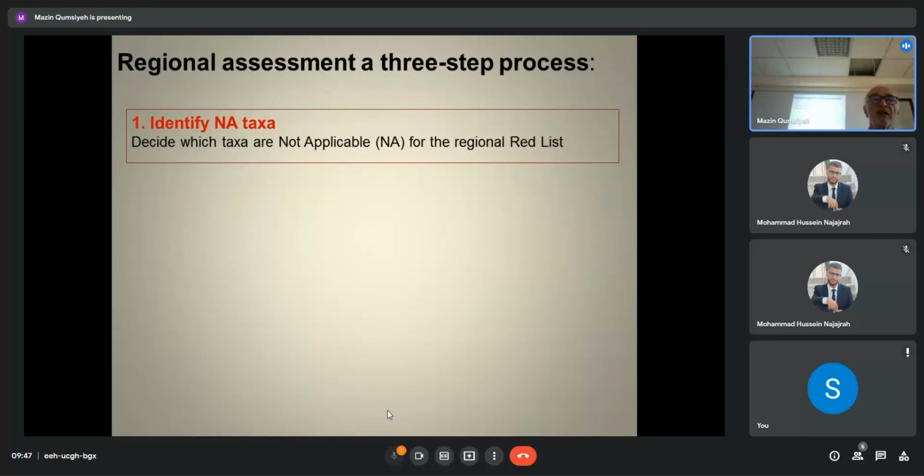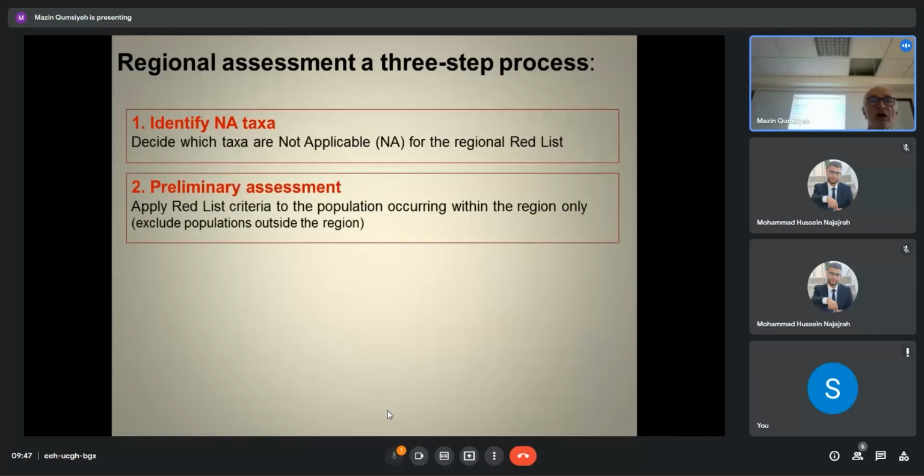The second part of the meeting, we're talking about regional assessment, so national assessment, but it could be an assessment for a region, for the Mediterranean region, for the Near East, for Maghreb, or whatever. So first, the first step is to identify not applicable taxa. That means invasive species, vagrant species, species that are not native to the country or the region. Secondly, to make a preliminary assessment.